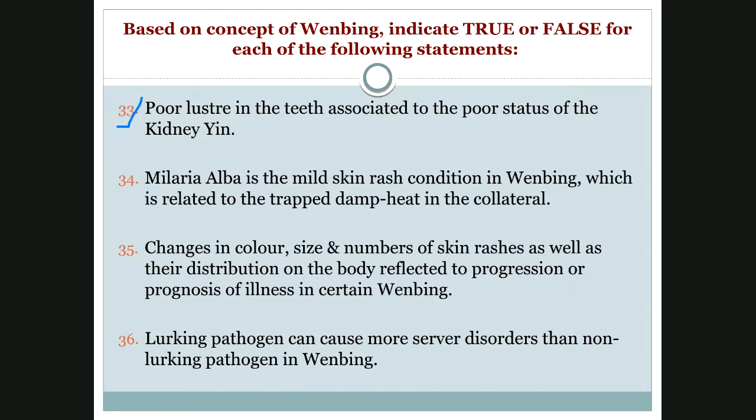Miliaria alba is a kind of skin condition. This looks like a little bit of bubbles. It's a mild skin rash condition, which is related to the trapped damp heat in the collateral.